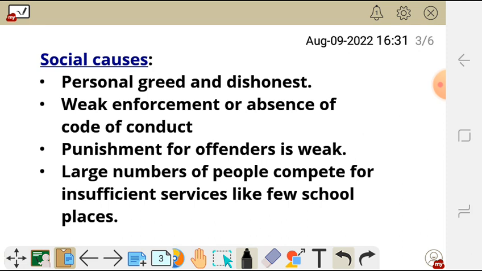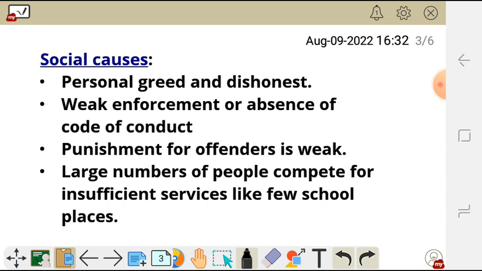Social causes of corruption include personal greed and dishonesty. If an official or a public officer is greedy and dishonest, that can cause corruption. Another social cause is weak enforcement or absence of a code of conduct. If the enforcement against corruption is very weak, then corruption will increase. And if the code of conduct is absent, then corruption will continue.